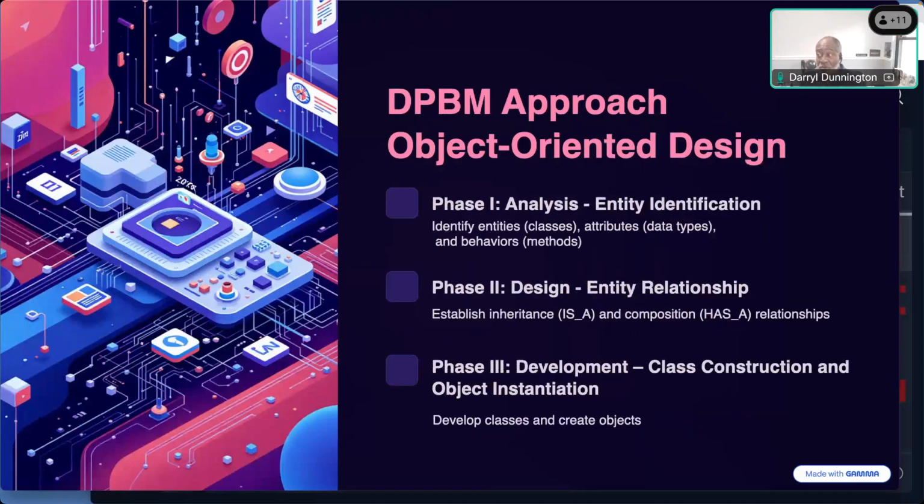The DBPM approach says, okay, here's OO, but how can I have a systematic way of implementing my complex solutions? Well, we have three phases. Phase one is that analysis phase. You got to ask yourself the question, why am I here? What am I doing? So what we do is we create what's called entities. Entities will eventually become classes. Entities will have attributes. They will become data types. Entities will have behaviors. They are called methods.